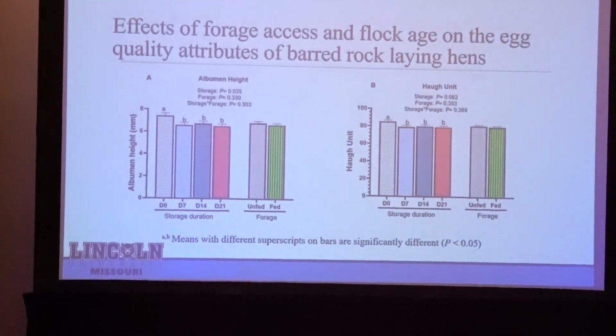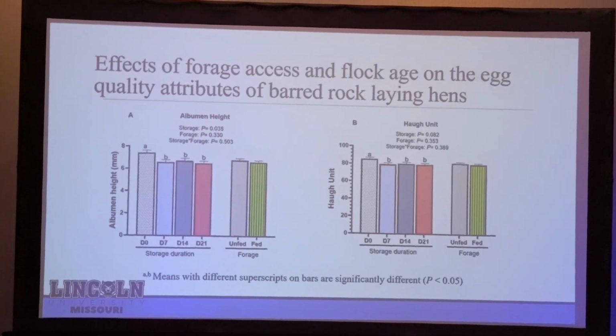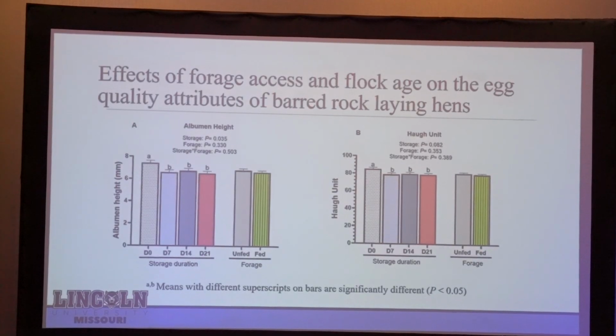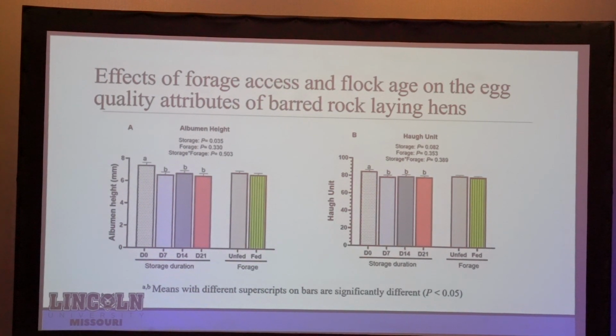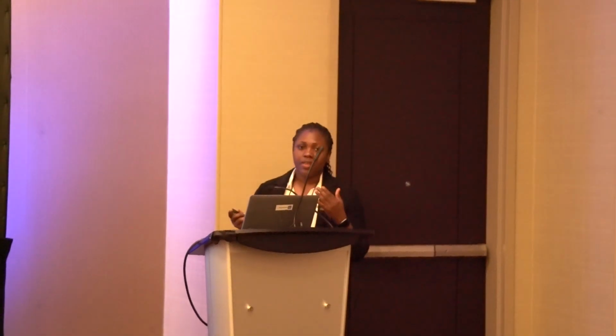Now, the albumin height and the Haugh unit, these are key qualities when you're looking at the internal egg parameters. So we observed that both showed a similar trend, whereby they declined with increase in storage duration. The Haugh unit is like the gold standard for measuring internal egg quality. But then when we compared this against the USDA guide, because your AA eggs have a Haugh unit of between 72 and upwards, so this was still good, not quite critical.